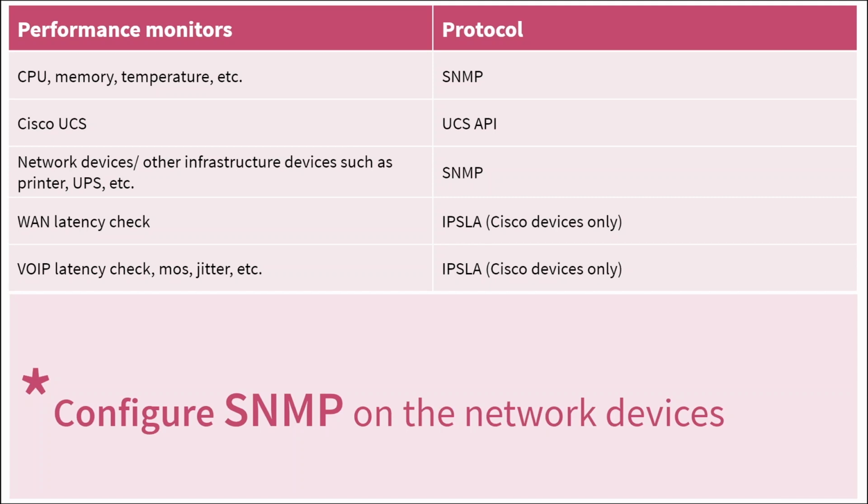We also support monitoring Cisco UCS. We use the Cisco UCS API for that, and all other network devices like printers and UPS still rely on SNMP. We monitor the WAN latency and VoIP latency check, and both are currently supported only for Cisco devices.